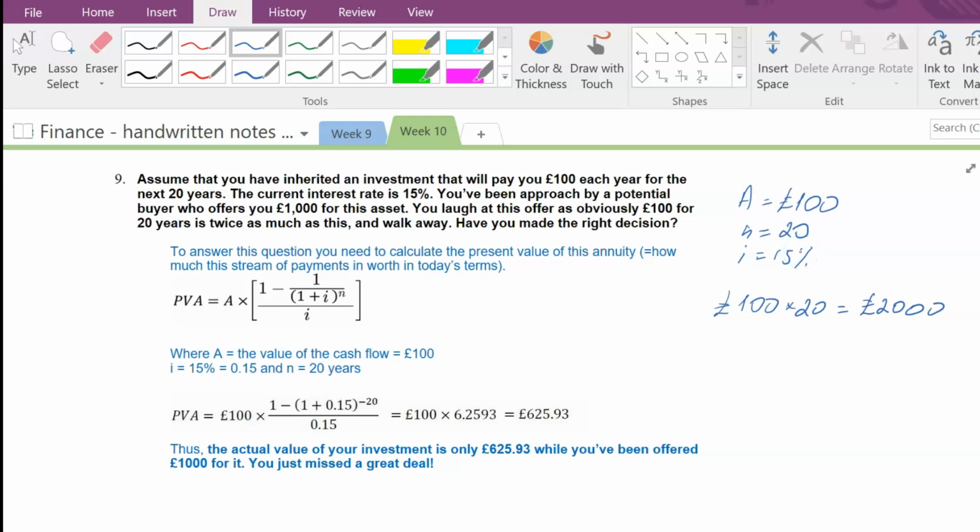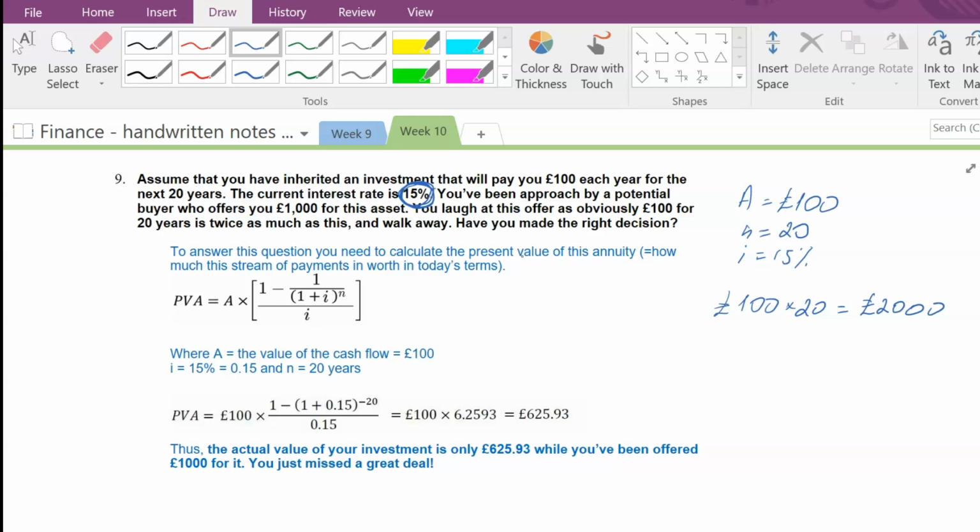Interesting, right? You don't know immediately, because it appears that you've been offered just half of what you will receive. However, the very high interest rate here can give you a hint that it's not as straightforward as it might appear. We need to do the calculations, because if you're offered this money straight away upfront and invest this £1,000 at 15%, you might actually end up with a significantly higher capital after 20 years, rather than getting this particular annuity. So let's have a look.